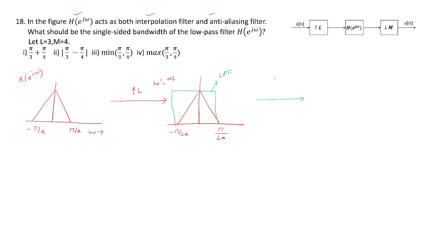Next, when you perform the downsampling operation, this leads to stretching of the frequency axis, so it becomes stretched. It becomes pi M by LA, X(e^jω).